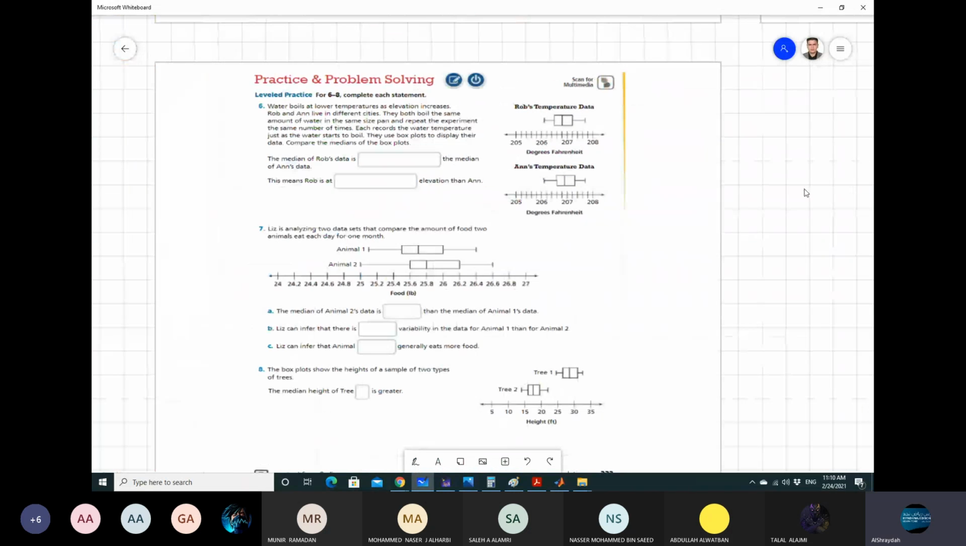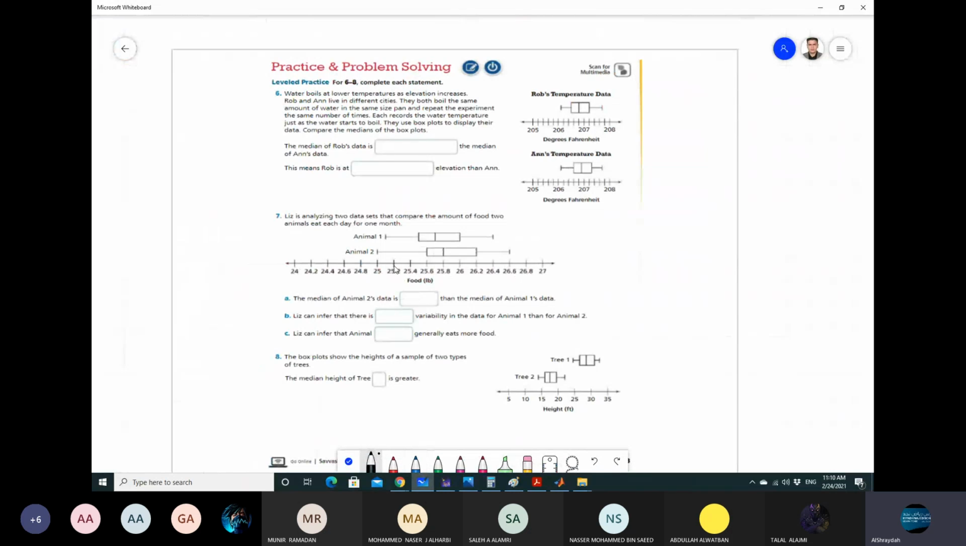Now, here we have questions from practice and problem solving. Who can read and answer this? Yes, please. Who can read, please? Any one of you? Yes, please. Anyone?